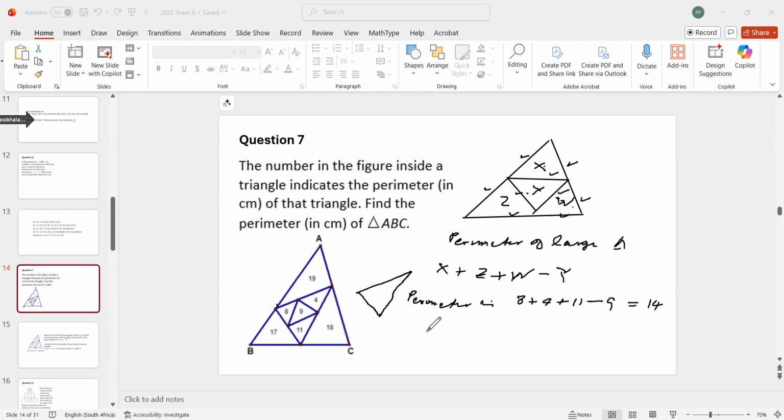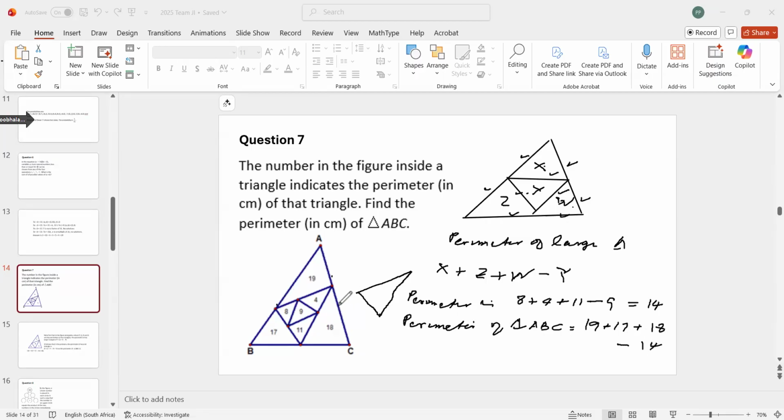So now I'm in the situation here. I know this perimeter, and therefore I know those 3. So therefore the perimeter of ABC, again, you use the same principle here. It'll be 19 plus 17 plus 18. You add these 3 and you subtract the middle perimeter, which we just calculated to be 14.